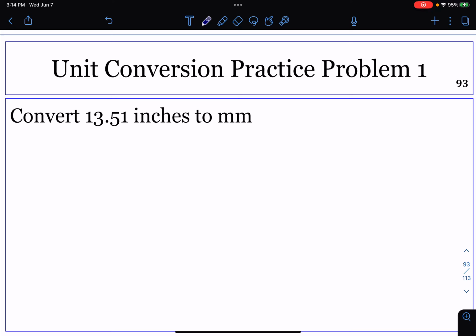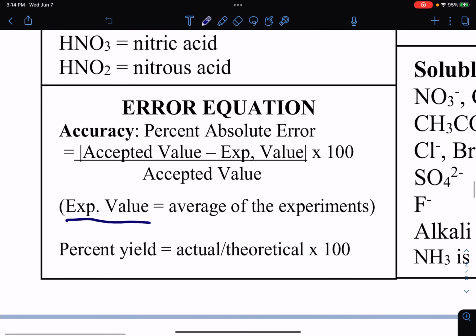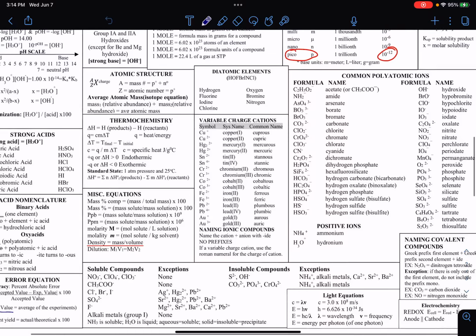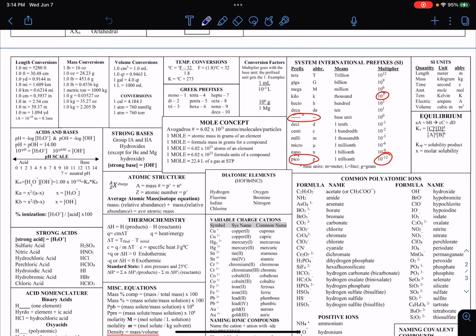Looking at our periodic table for the unit conversions, we can see we actually don't have one unit conversion between inches and millimeters. If you happen to have that memorized, go for it and go ahead and use it to convert 13.51 inches to millimeters. Otherwise, we'll need to do this problem in two different unit conversions.